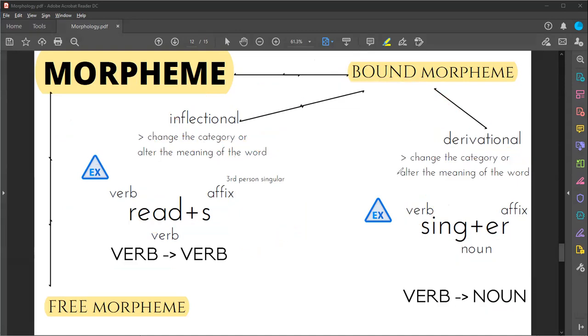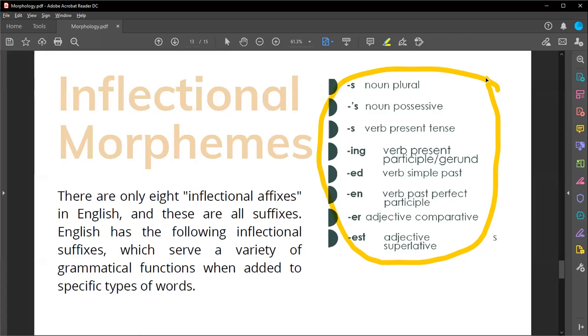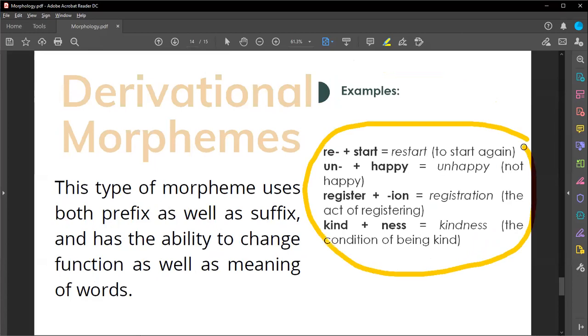So let's continue. This will be the last, I think. Okay, I just want you to please read this by yourself because this is just basic information. Inflectional, we have these inflectionals. When we put this one, it will change the tenses, the functions, but not the word itself or the category. Next is derivational, just like this one. Just read it by yourself because I know that you are students good enough or smart enough to understand this.